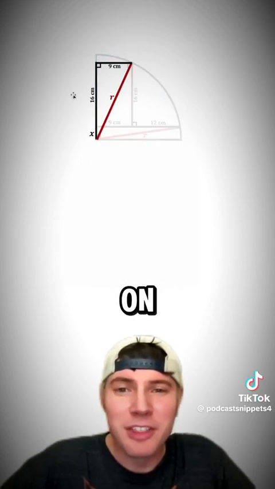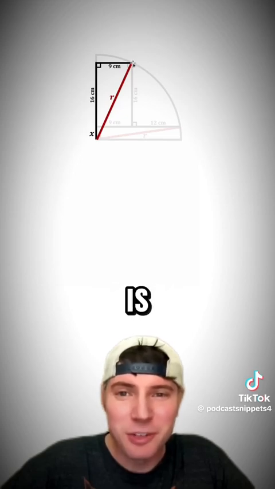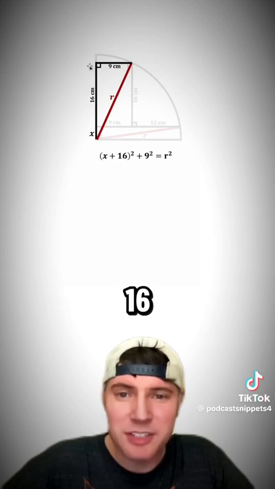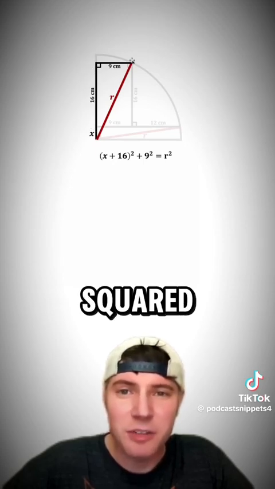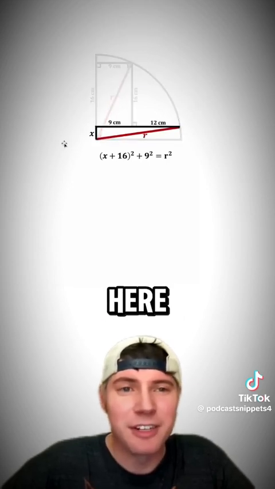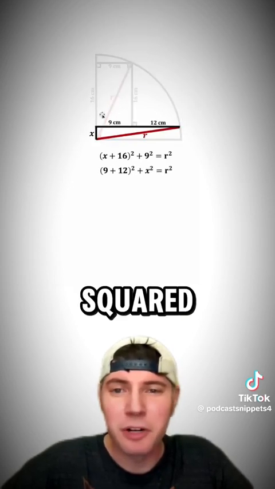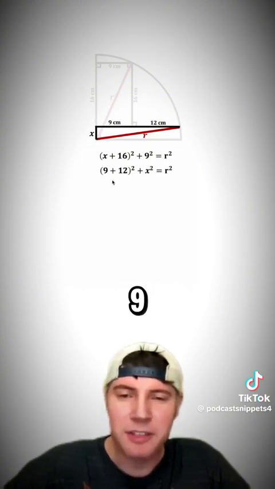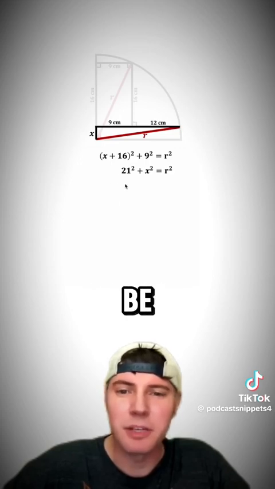First, I want to focus on this triangle right here. This is a right triangle, so we can use the Pythagorean theorem. It'll be (x + 16)² + 9² = r². And then let's do the same thing for this triangle down here. It'll be (9 + 12)² + x² = r². And we can clean this up a little bit. This 9 plus 12 inside of the parentheses can be 21.